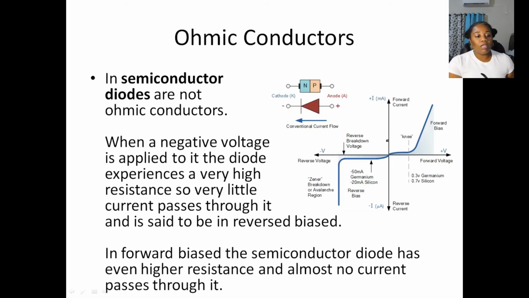A semiconductor diode is not an ohmic conductor. When a negative voltage is applied to it, the diode experiences a very high resistance. So very little current passes through it and is said to be in reverse bias. And that is how it's built to behave. In forward bias, the semiconductor diode has even higher resistance and almost no current passes through it.